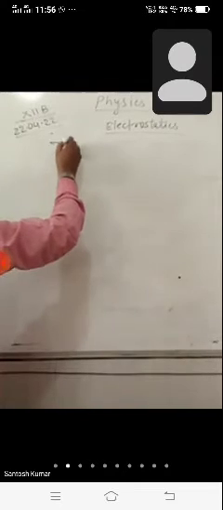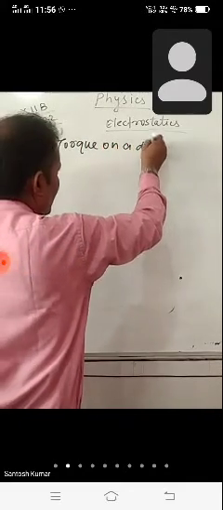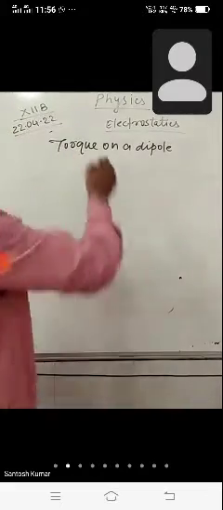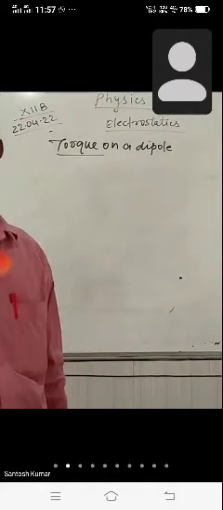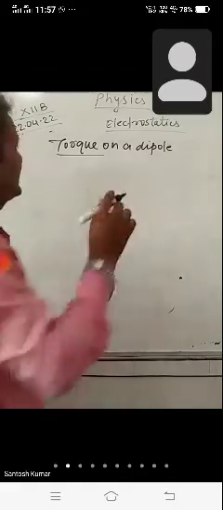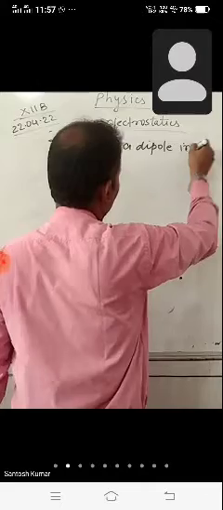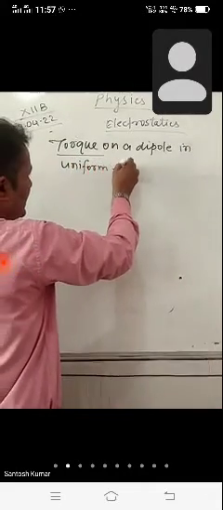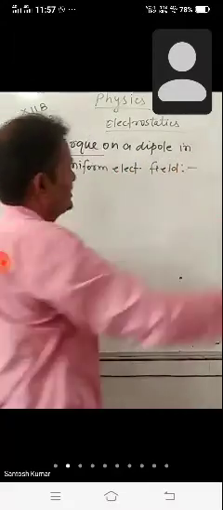Topic is torque on a dipole. This time our target is to find this torque. So, torque on a dipole placed in a uniform electric field. Torque on a dipole in a uniform electric field. This is our topic.